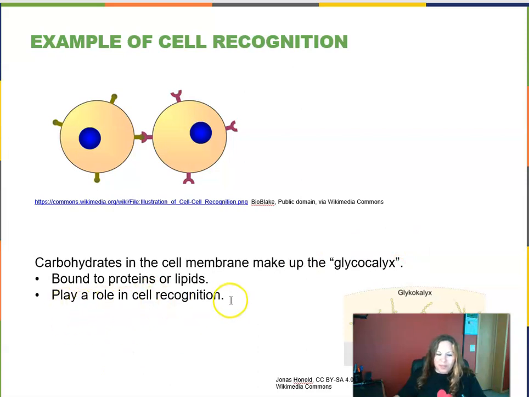And they also play a role in cell recognition. In fact, the A and B blood groups have proteins that have a carbohydrate hooking off of them, which gives them their characteristic of being an A antigen or a B antigen. It's not just the protein, it's also the carbohydrate that is hanging off of that substance.